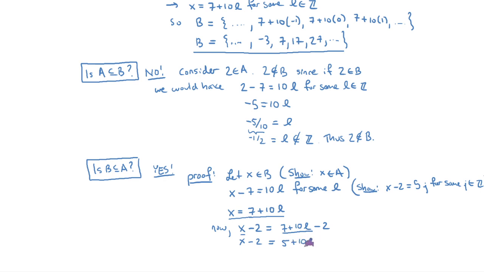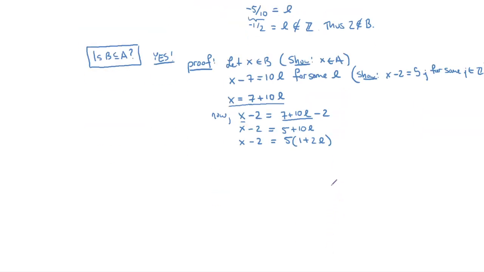And then now, if you look at the right side, I have X minus 2 is definitely 5 times an integer, right? Because I can factor this 5 out. So if I factor 5 out, I have 1 plus 2L. And this right here, this 1 plus 2L, is definitely an integer since L was an integer, right? So what does this tell us? So we're done, right? We've satisfied the requirements. We have X minus 2 is 5 times an integer. So we are actually done.